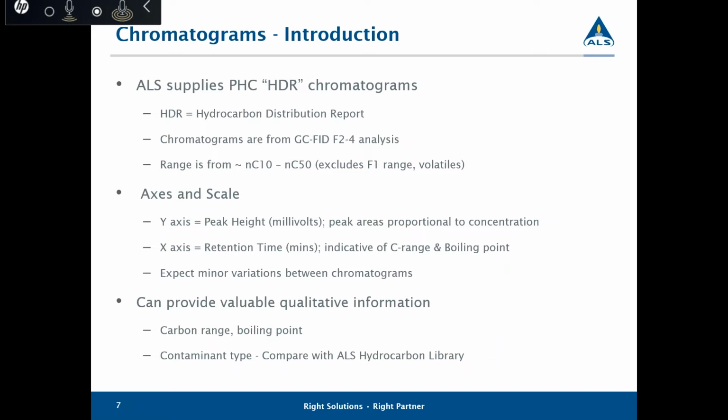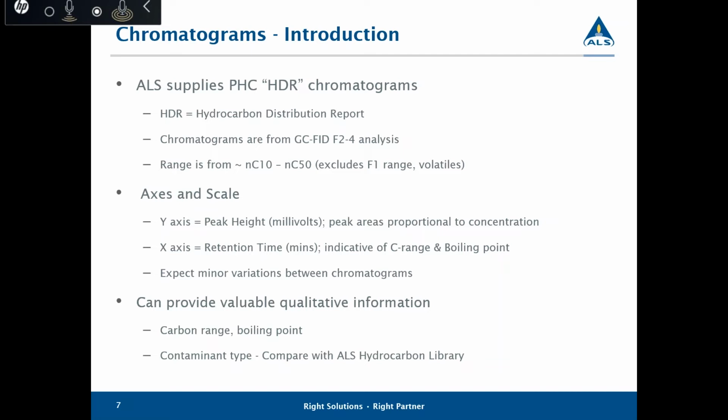Looking at the chromatogram, those are produced from the GCFID analysis of F2 to F4 analysis. So the usual peaks which are showing up on the chromatogram range from C10 to C50 carbon. They exclude the F1 fraction, which is run on a different instrument for volatiles.